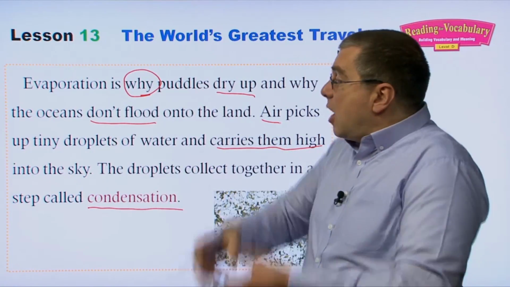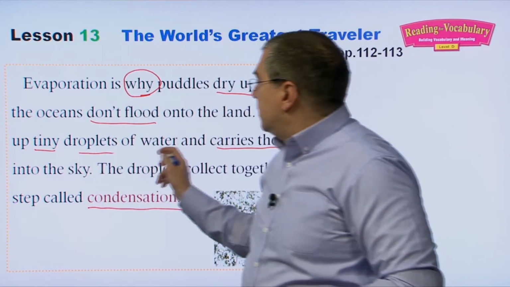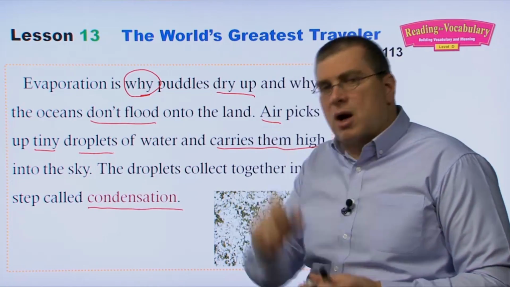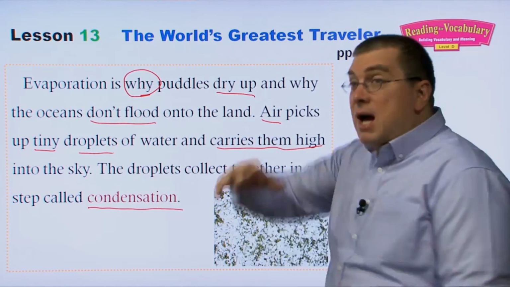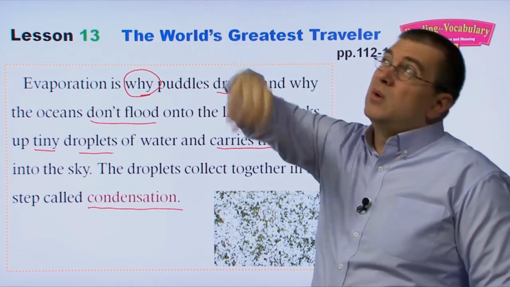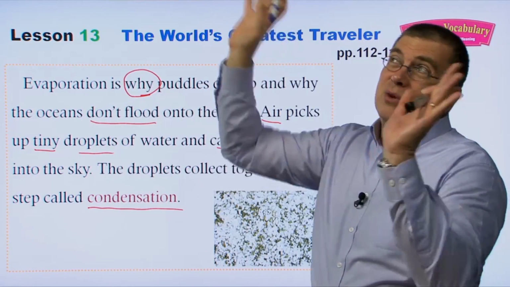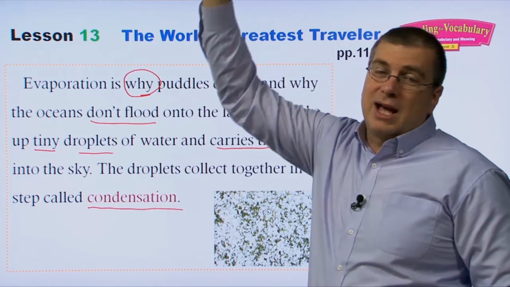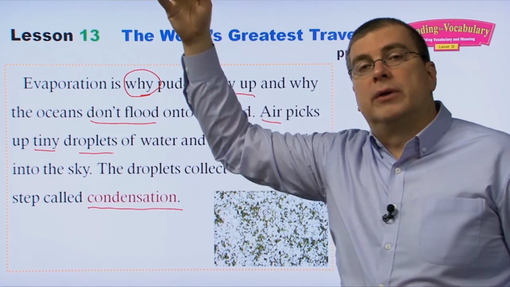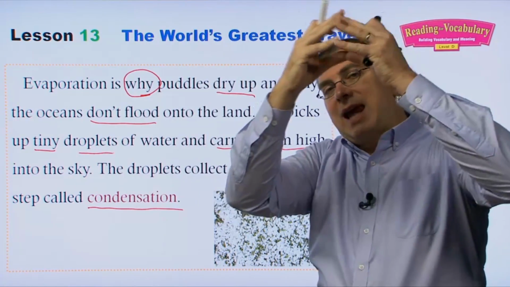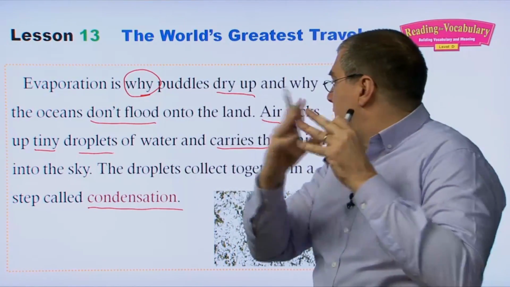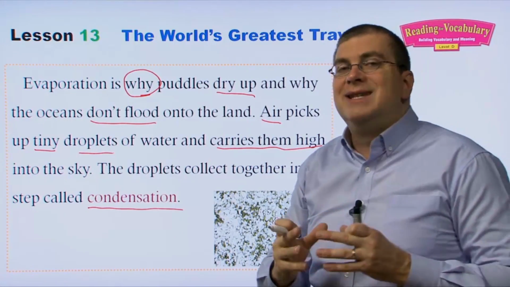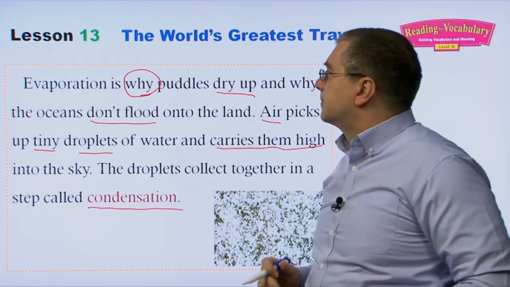Air picks up tiny droplets of water. Actually, they're so small you can't see them really. Tiny droplets of water, and carries them high up into the sky, really high up in the sky. So far, you really can't see what's going on. But up in the sky, it gets cool. It's colder. And so those droplets gather together, right? They collect together, and we call that collecting together condensation. Okay?